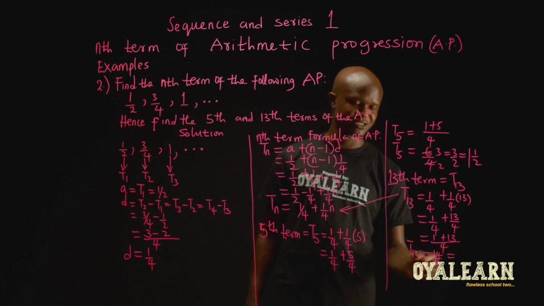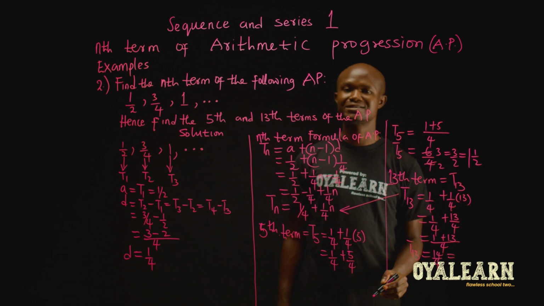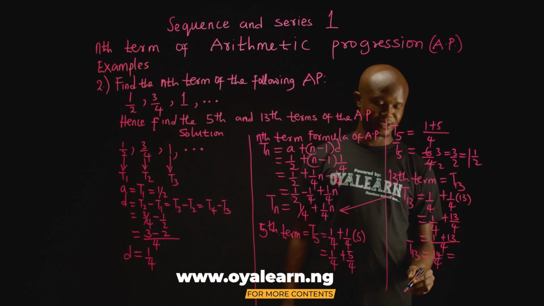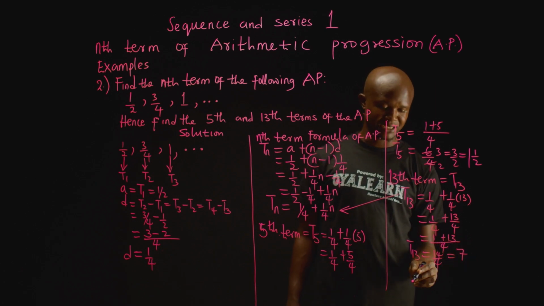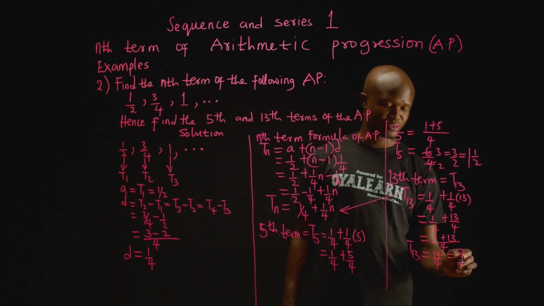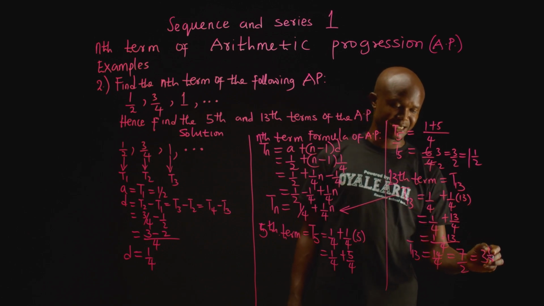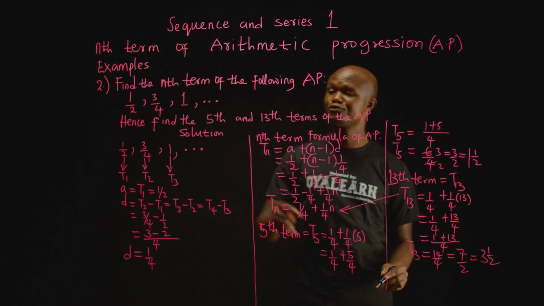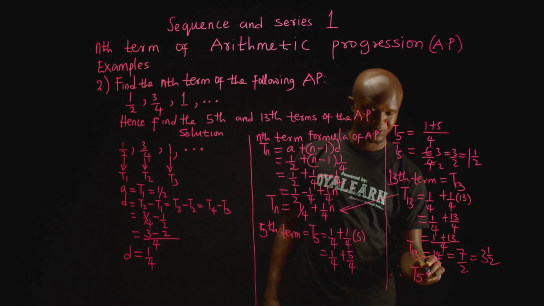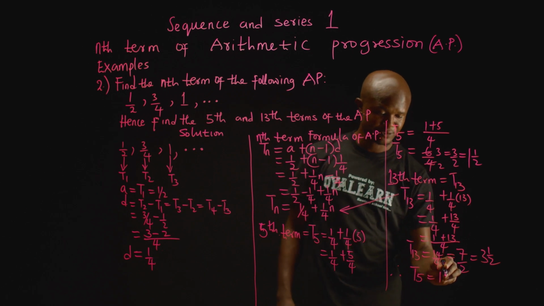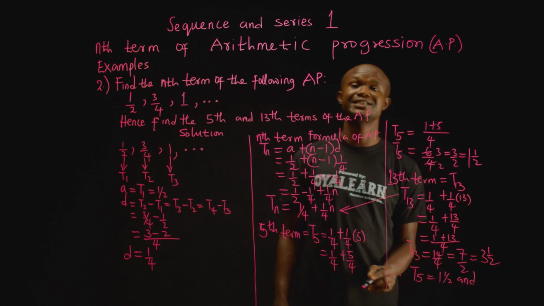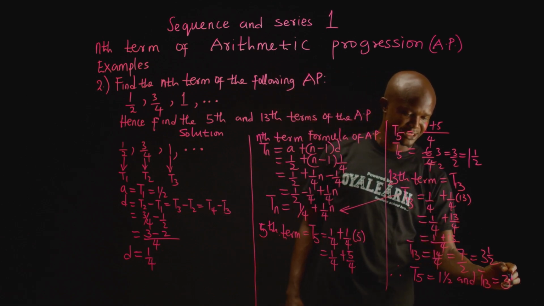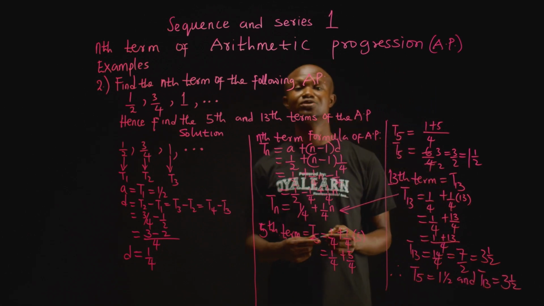We can reduce this to lowest terms. 2 in 14, we have 7. And 2 in 4, we are going to have 2. So this equals 3.5. And now we can conclude that the value of the fifth term, T5, is 1.5. And what is the value of T13? The 13th term equals 3.5. That is the solution to the problem. Thank you.